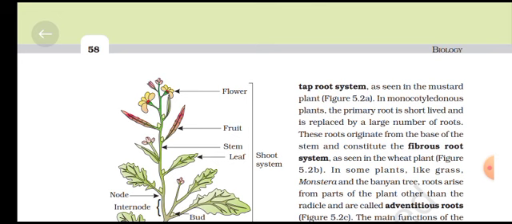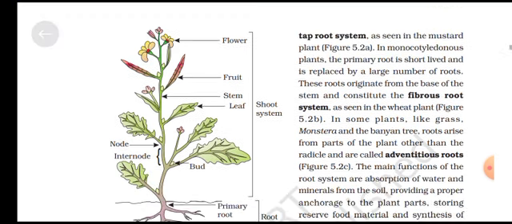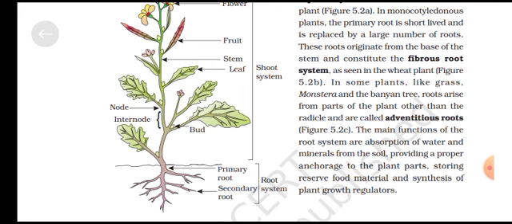In monocotyledonous plants, the primary root is short-lived and is replaced by a large number of roots. These roots originate from the base of the stem and constitute the fibrous root system, as seen in the wheat plant. In some plants like grasses, Monstera, and the banyan tree, roots arise from parts of the plant other than the radicle and are called adventitious roots.